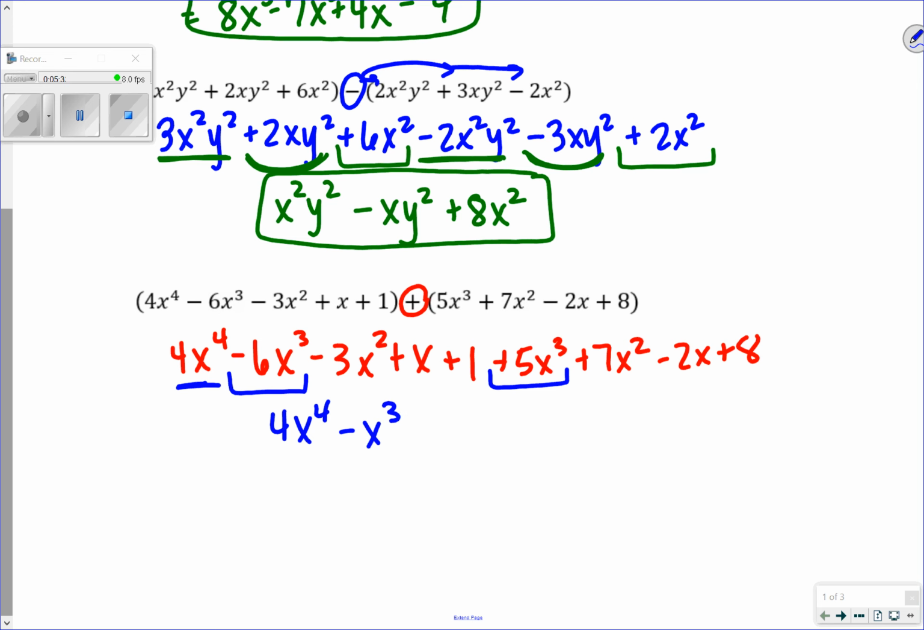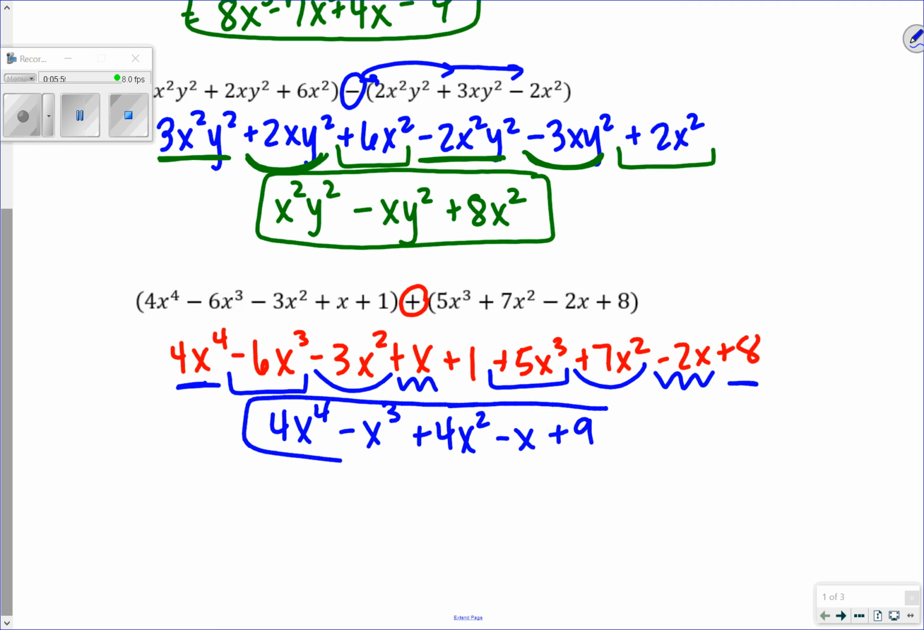Then I'm going to look at my squared terms. I have a minus 3x squared, and then here's another squared plus 7x squared. So minus 3x squared plus 7x squared gets me a plus 4x squared. My x's, I have a plus x and a minus 2x, so that's a minus 1x. And then last, I have a plus 1 and a plus 8, that would be plus 9. We're just combining like terms.